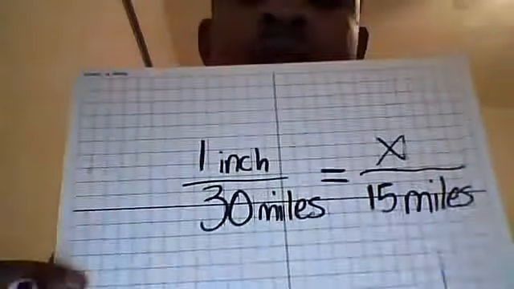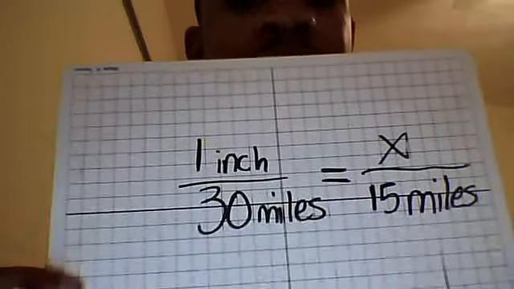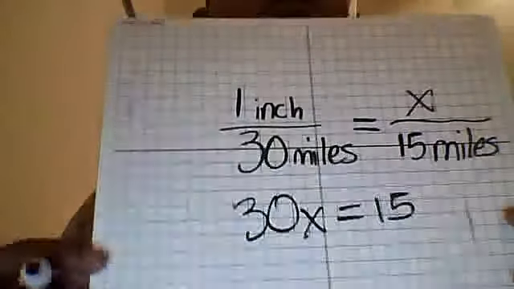So now we have a proportion set up, and you have to cross multiply. As you can see, 30 times x is 30x, and 1 times 15 is 15. So now we have 30x equals 15. This goes back to our previous unit, which is a one-step equation. 30x is multiplying 30 times x, so we're going to do the inverse and divide.